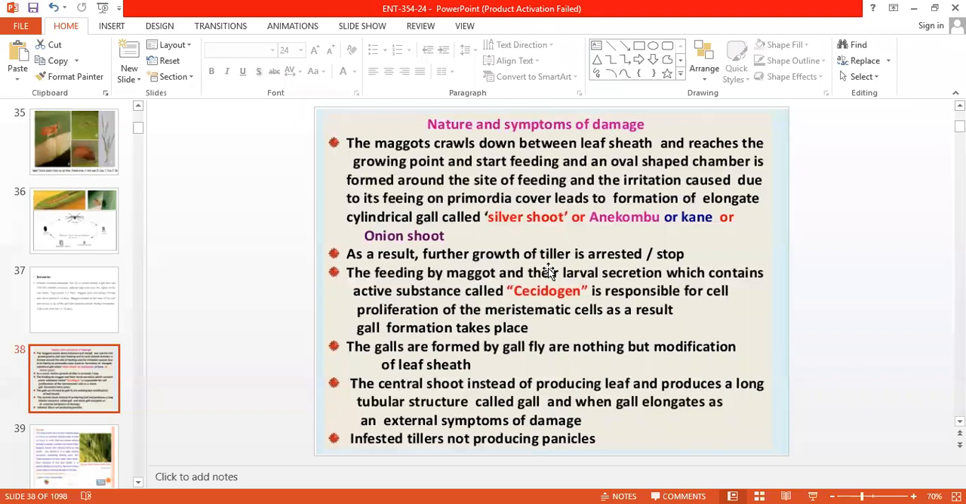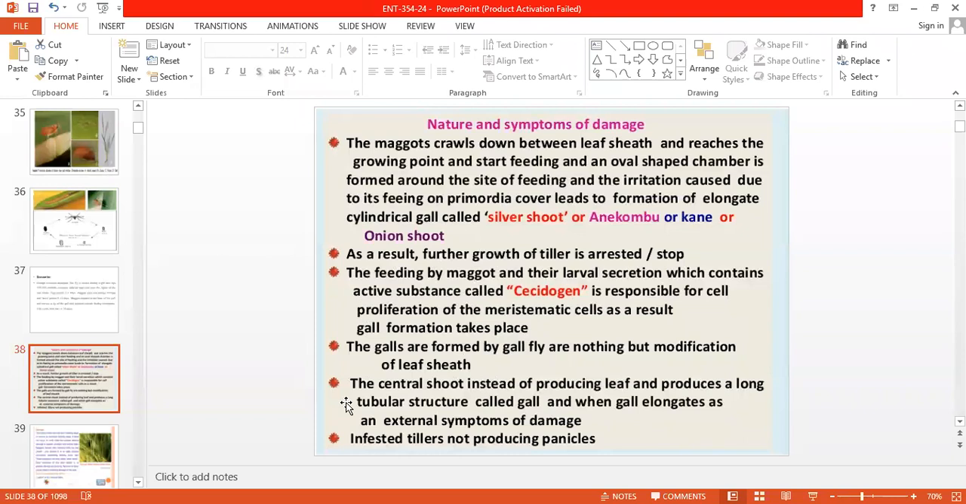The feeding by maggots and their larval secretion, which contains an active substance called cecidogen, is responsible for the proliferation of the meristematic cells, and as a result gall formation takes place. Gall formation means excessive growth of the leaf tissues. This happens due to the chemical substance secreted by the maggot, called cecidogen. Due to that infestation, the growth of the plant is totally arrested.